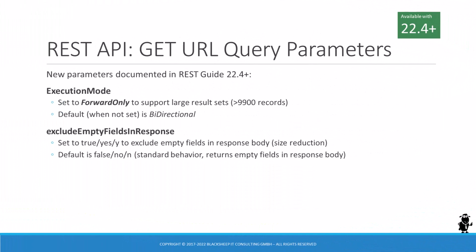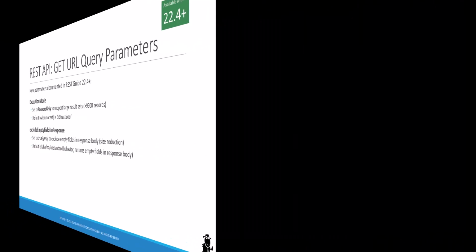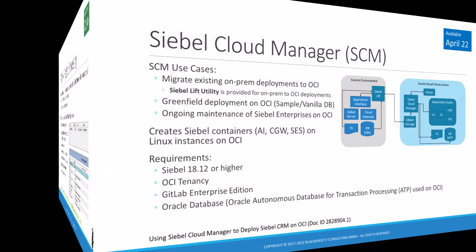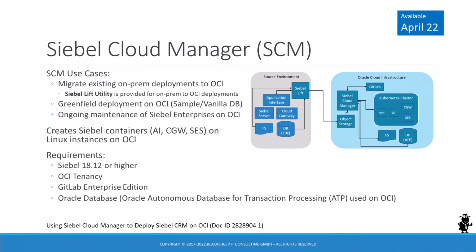Integration developers working with Siebel REST will find the new query parameters and pre- and post-processing abilities helpful. April was quite a busy month, as Oracle also released Siebel Cloud Manager, SCM. With SCM, Siebel customers can lift and shift existing Siebel environments, 18.12 or higher, from their premises or from existing classic cloud deployments to Oracle Cloud Infrastructure. SCM also supports greenfield deployments.